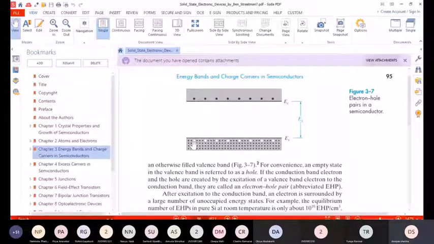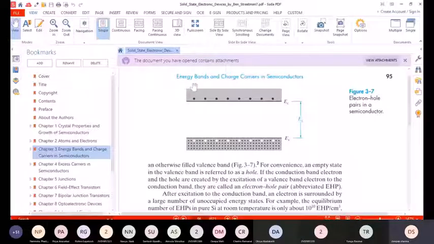And if this electron loses some energy and jumps back to the valence band, it will combine with that vacancy called a hole, and the process is called recombination. And the previous process, where the electron jumped from the valence band to the conduction band, is called electron hole pair generation.